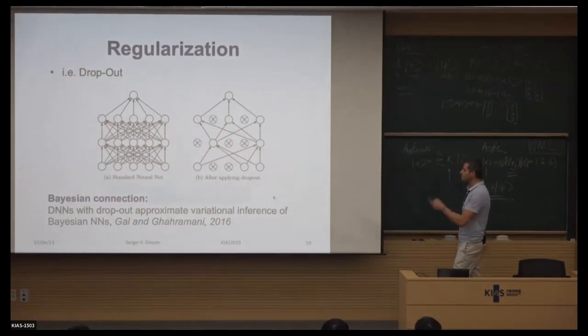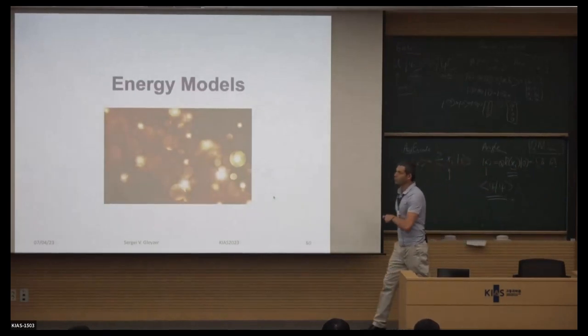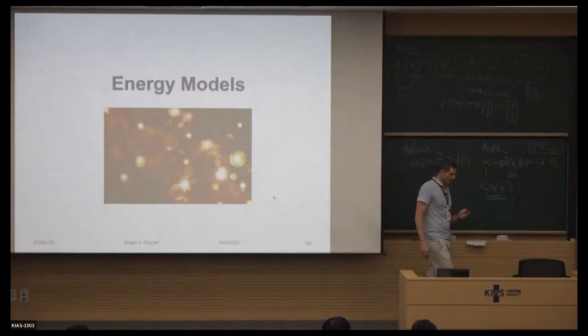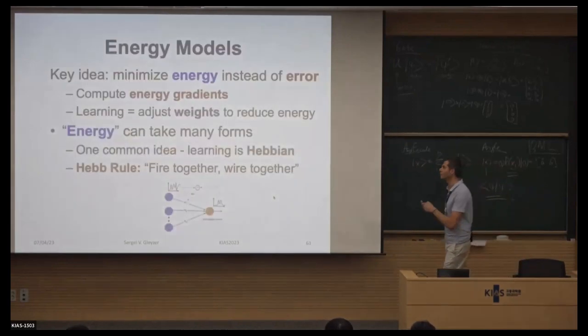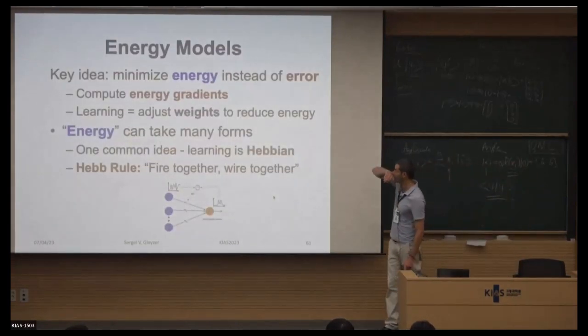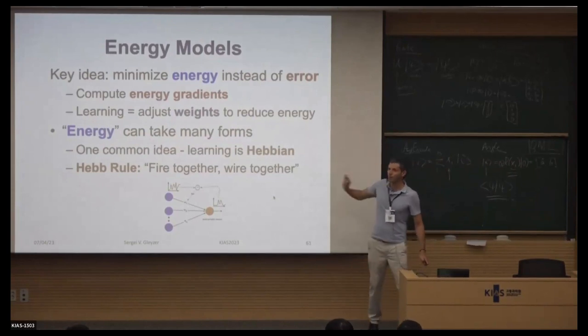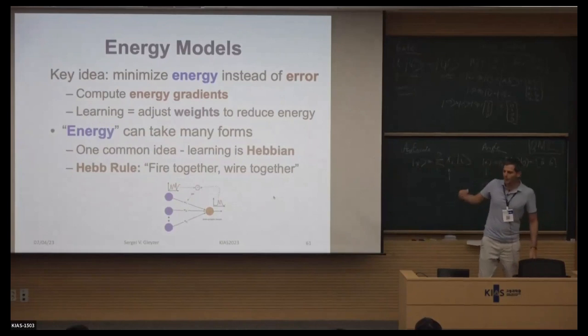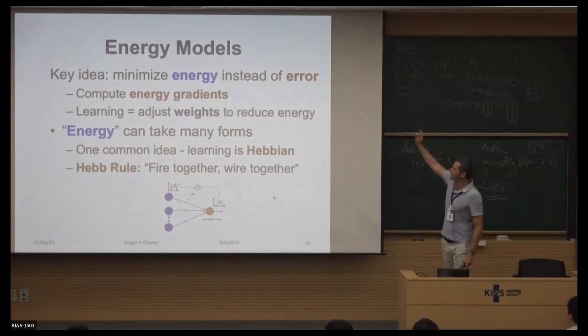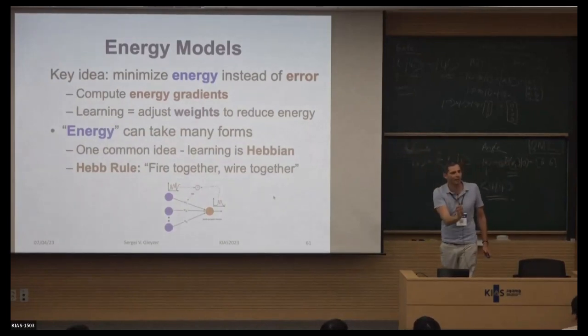All right? Now, there is one more cool thing, and that's the last thing I'm going to do, and that is so-called energy models. There's a deep connection to statistical mechanics that I want you to appreciate. Because in contrast to the models you've heard about so far, there is a class of machine learning models that don't focus on minimizing error. They focus on minimizing energy.